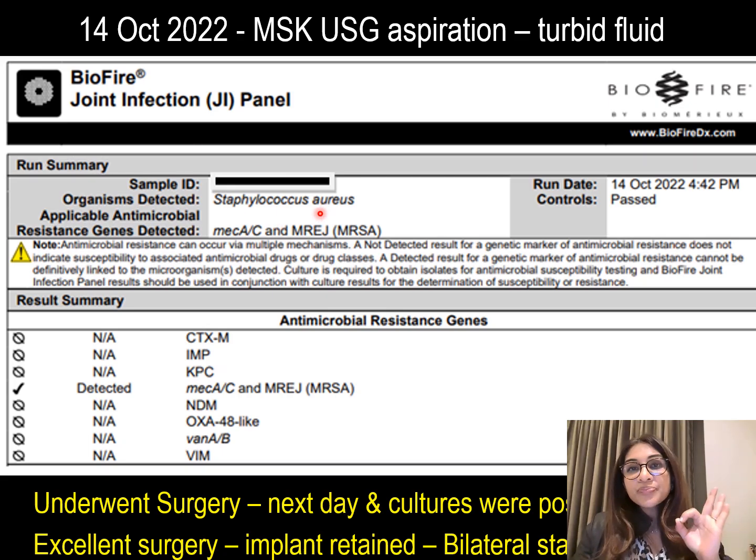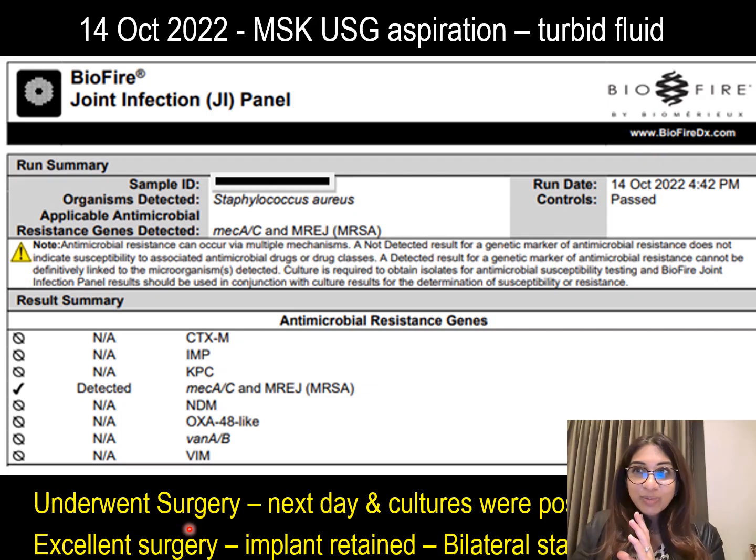This was the first case where we had used the joint infection panel in the whole Delhi NCR region, and the resistance genes mecA and MREJ were detected. So this was an MRSA, which is correlating with the blood cultures. The blood cultures are positive, as well as the knee joint aspirate is also MRSA. Now, the clinical impact of this detection was that the patient underwent an urgent surgery the next day itself, and the cultures were sent, which turned out to be also positive for the MRSA. However, of course, as the cultures take time, the results were available 2 days later only.